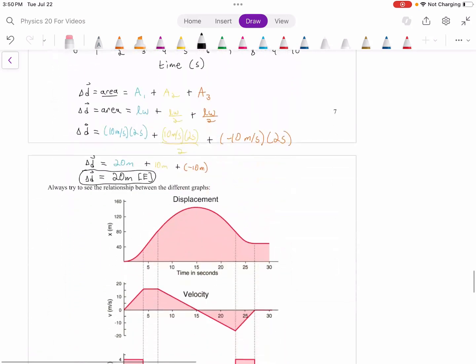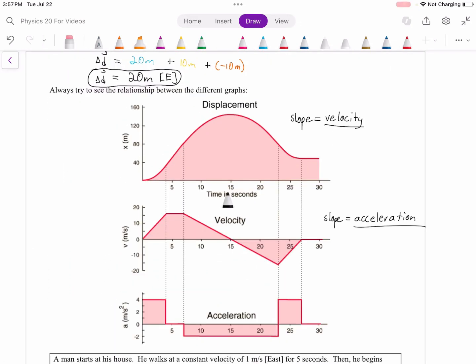Okay, so last page of notes here. I like this diagram, this visual reminder to look for the relationships between the graphs, right? All of these are showing us motion just in terms of different variables. If you look here, these are all for the same situation. It's just telling us where an object was as time went on, how fast the same object was moving as time went on, and even here, how that object was accelerating as time went on.